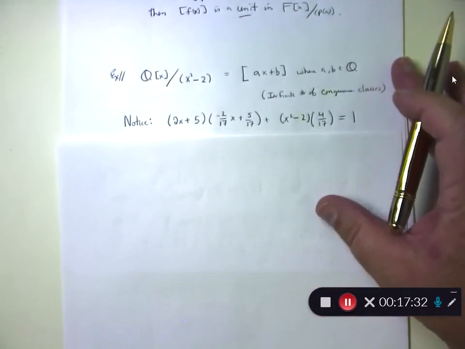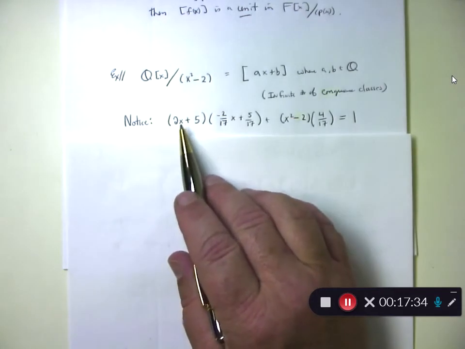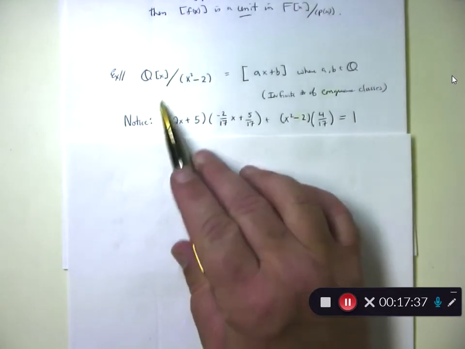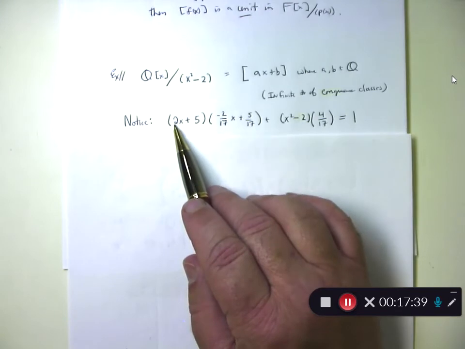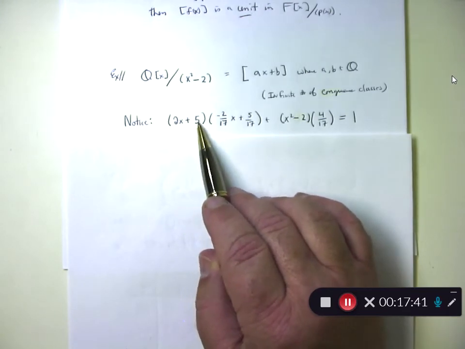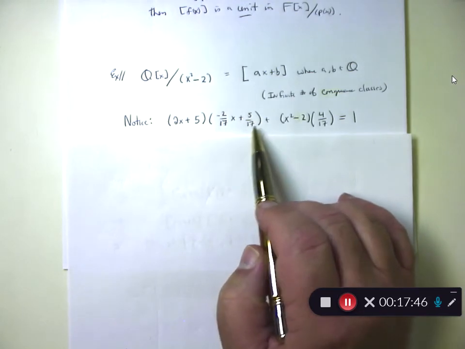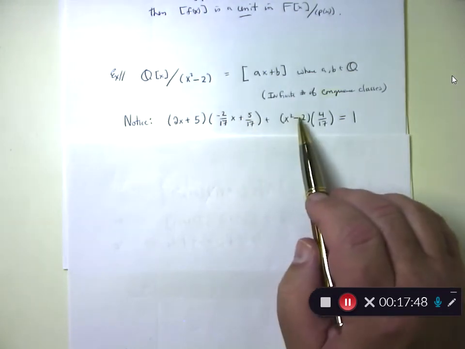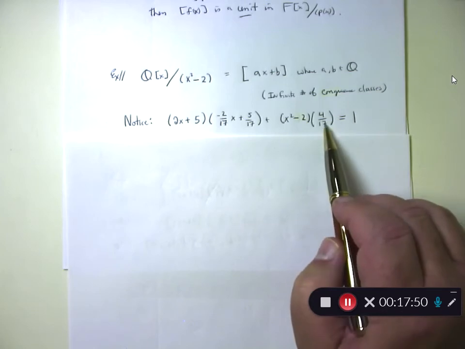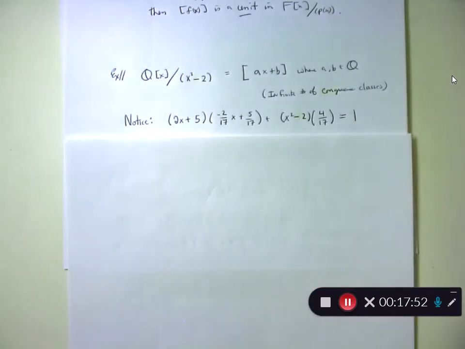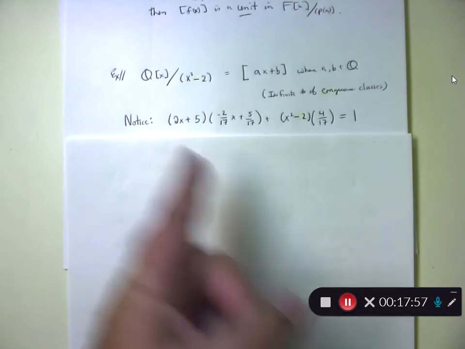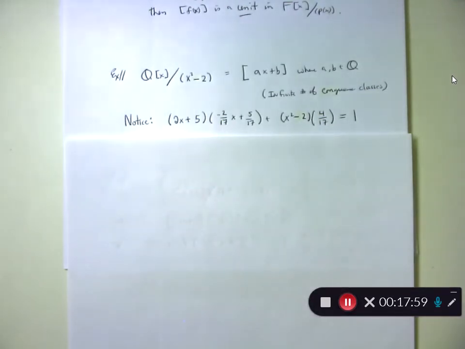Notice something. I just came up with this one to help you out because we're in Q adjoin x. When I take 2x plus 5 and multiply it by negative 2/17 x plus 5/17 and add that to x squared minus 2 times 4/17, I actually get 1. You don't have to trust me on this one. I took it out of the book. But if you FOIL this out and distribute the 4/17 and combine like terms, everything cancels, and you're left with a constant 1.